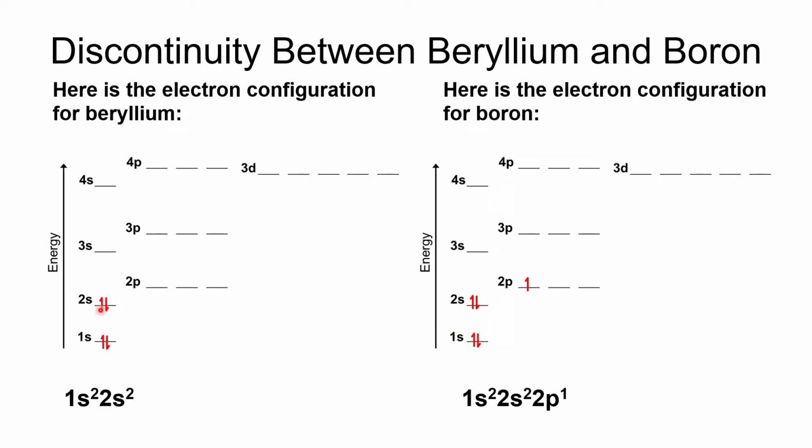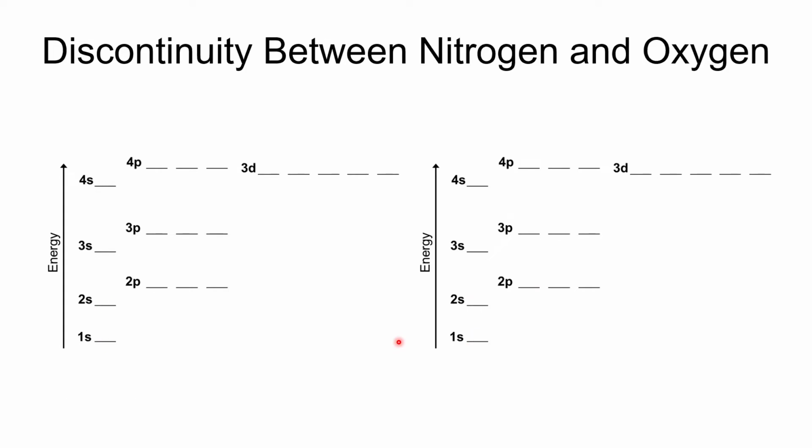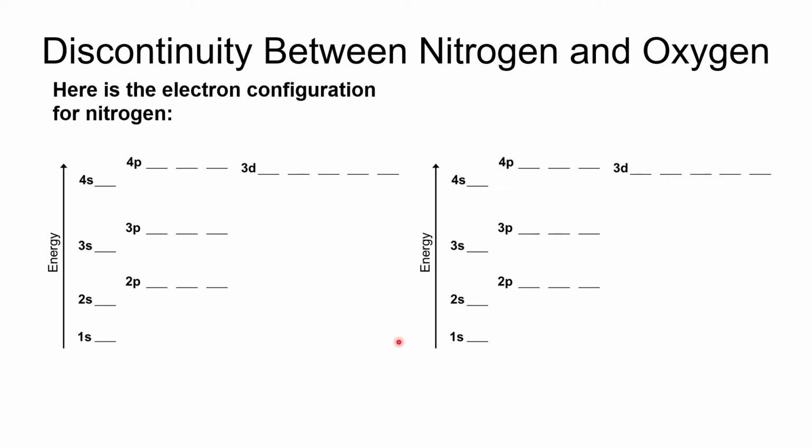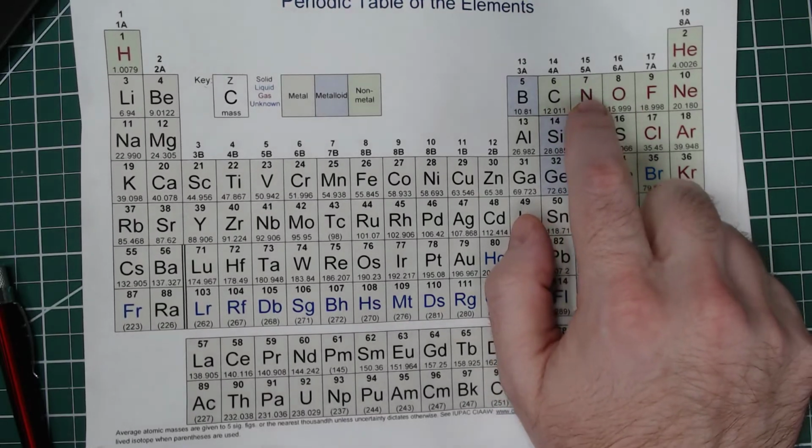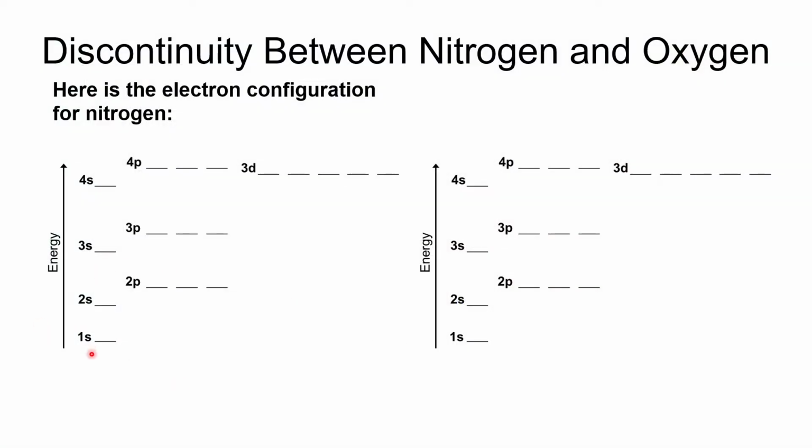In between boron and beryllium, the ionization energy for boron is a little bit lower. Now, as a similar kind of problem, we saw that between nitrogen and oxygen, we also had a discontinuity. The electron configuration for nitrogen, nitrogen has 7 electrons, so we'll get 2 in the 1s, 2 in the 2s, and then we'll put 3 into the 2p subshell. So 1s2, 2s2, 2p3.